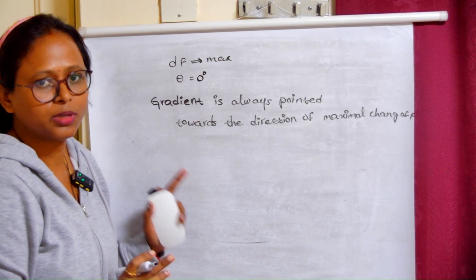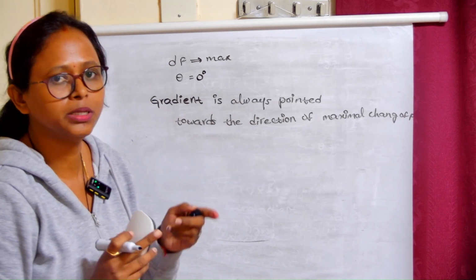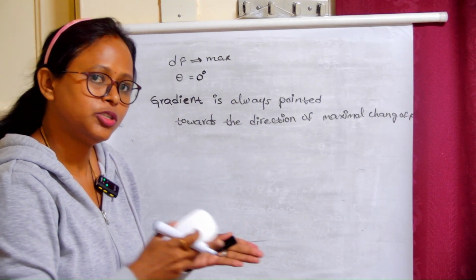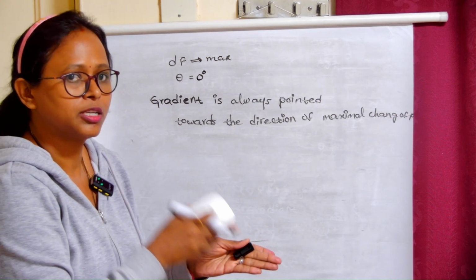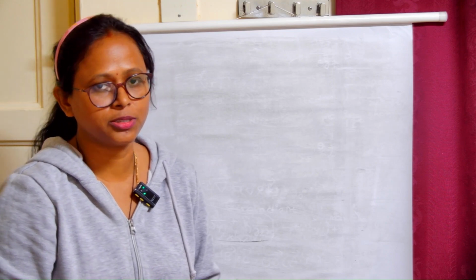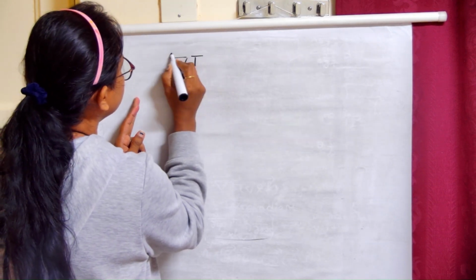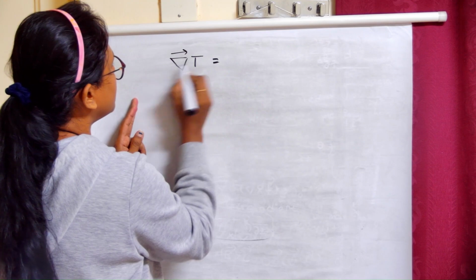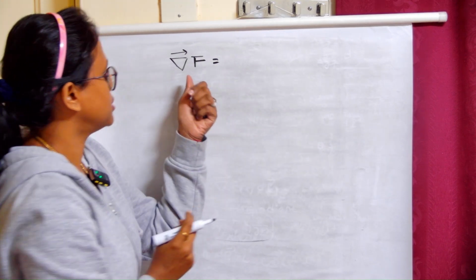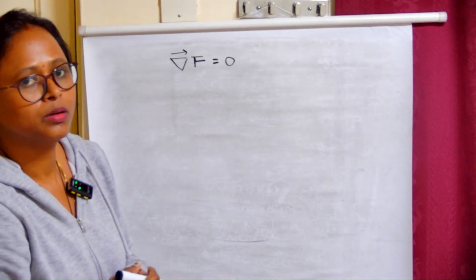So this is what we have to understand from this. The direction of the gradient will always point in the direction in which the function f is experiencing maximum change. Now let us think about the geometrical representation or the real-time interpretation when this gradient vanishes. That means if we have a situation where the gradient of scalar function f becomes 0, what does it mean?